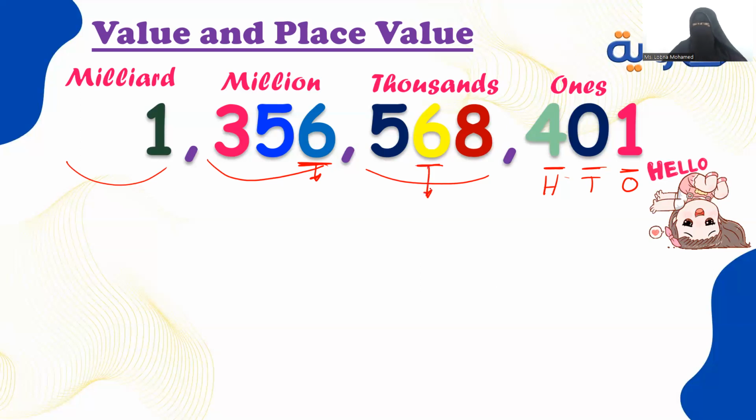Okay, what about the value of 6? How can we get the value of 6? It's in ten thousand. So we just write 6 and beside it, how many zeros? It's according to its place. Ten thousand, so we have 1 zero for ten and 3 zeros for thousands. Okay, this is about the value and the place value.